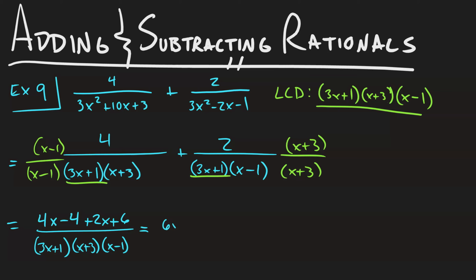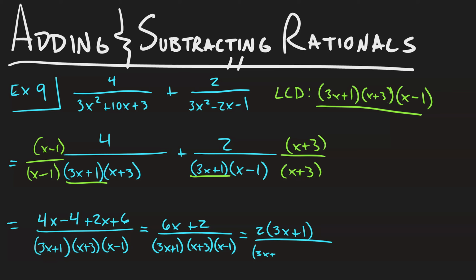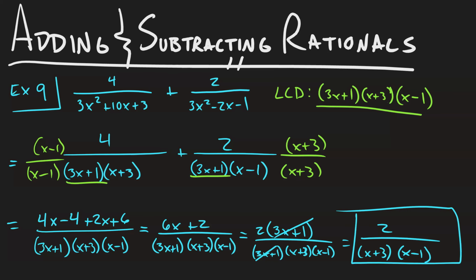In this case, we'll get 6x plus 2 over our big denominator 3x plus 1 times x plus 3 times x minus 1. Now, we can actually still factor out a 2 common factor from our numerator, leaving us with, oh wow, look, 3x plus 1 over that same big denominator. So now we can cancel out our 3x plus 1 and be left with 2 over x plus 3 times x minus 1. And that is our simplified fraction.